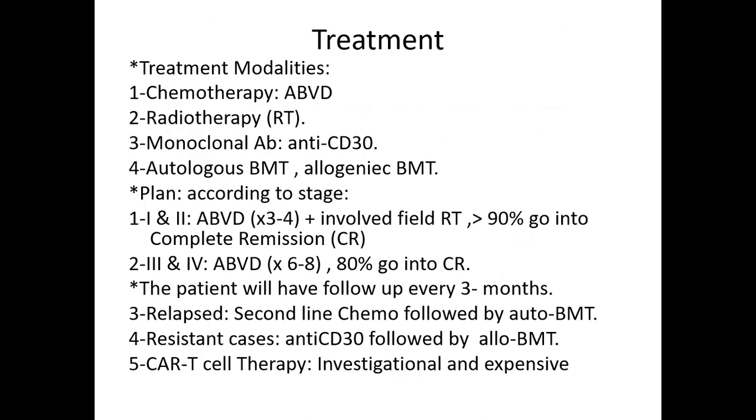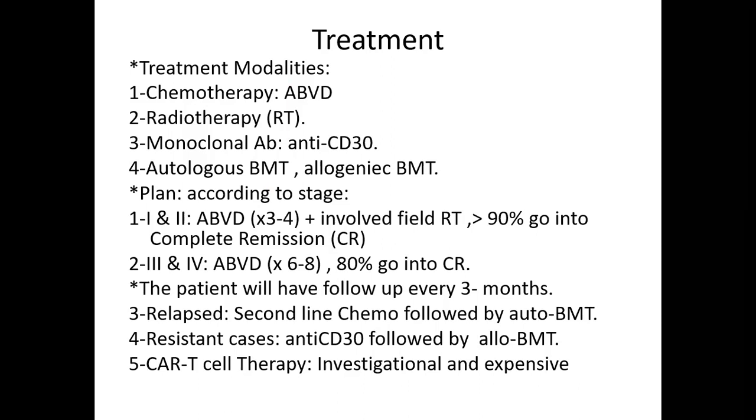The treatment of Hodgkin disease, we have the treatment modalities, the chemotherapy. We use the protocol. Its abbreviation is ABVD. It is a composite of 4 chemotherapeutic medications. They are given every 28 days. We have the radiotherapy. We have the monoclonal antibodies, anti-CD30, brentuximab, and we have the autologous bone marrow transplant or the allogeneic bone marrow transplant.